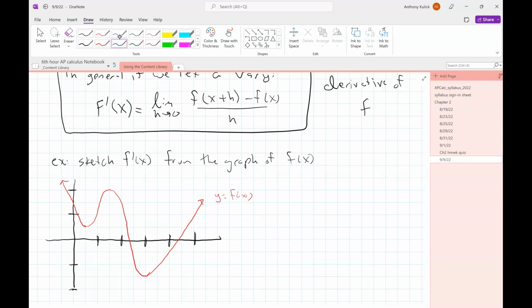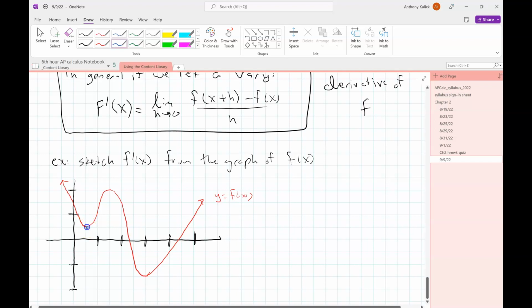So here's my function f of x, and we're going to try to sketch in the graph of the derivative on this same set of axes. Okay? The easiest way to do this is to start by identifying the places on f where the slope of the tangent line is 0. How many places do you see where the slope is 0? 3. Great. Where are those 3 locations?